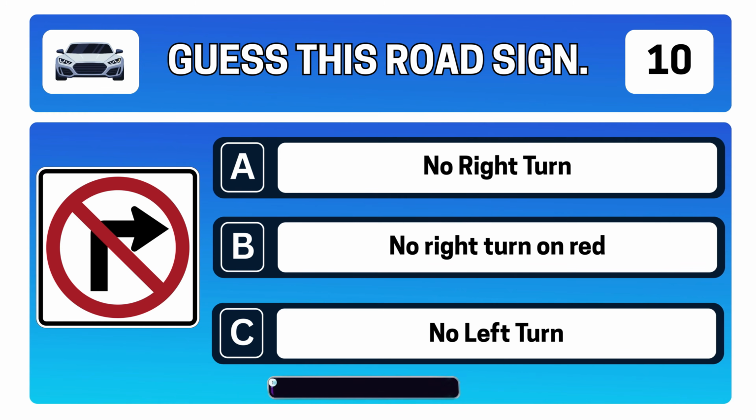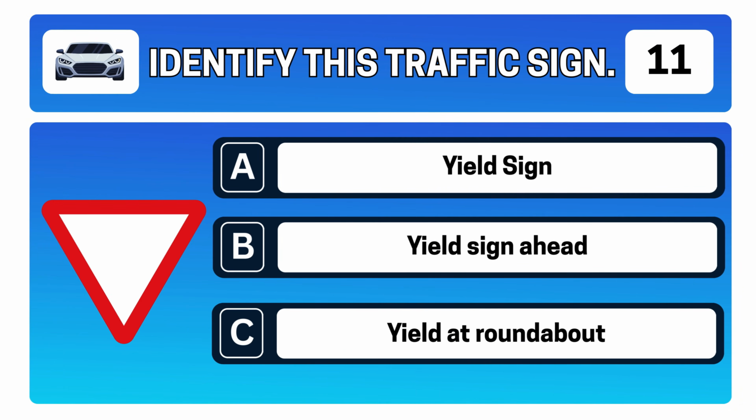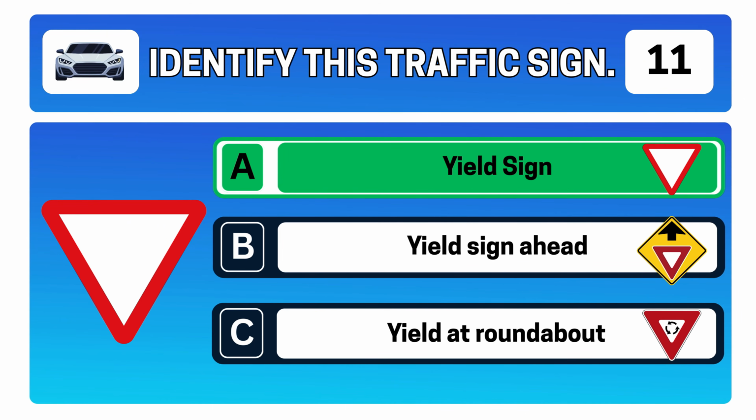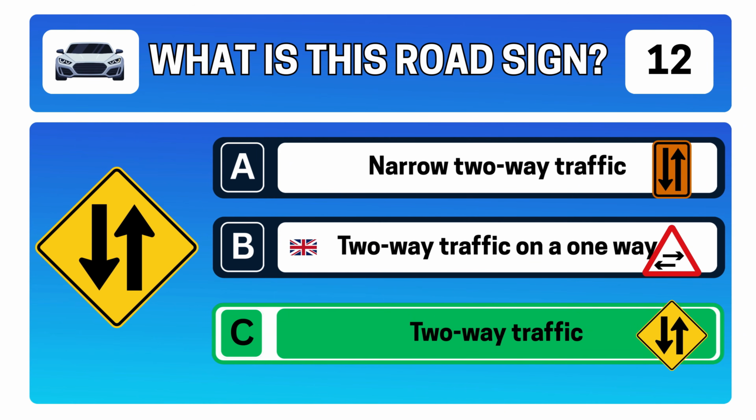Guess this road sign. Well spotted. This is the no right turn sign. Identify this traffic sign. Exactly. This is the yield sign. What is this road sign? Nicely done. This is the two-way traffic sign.